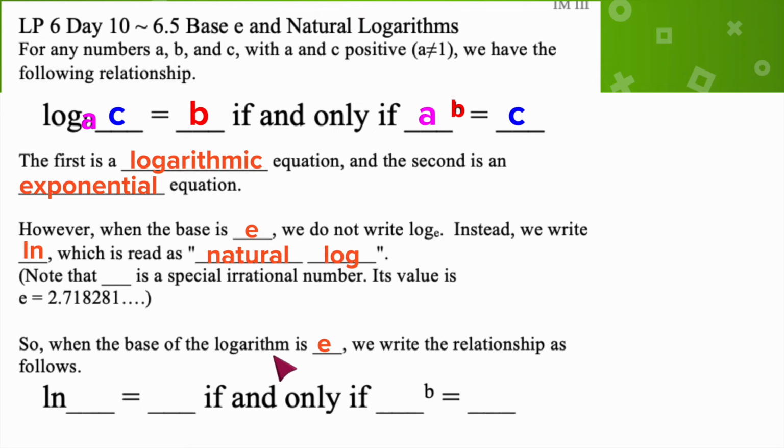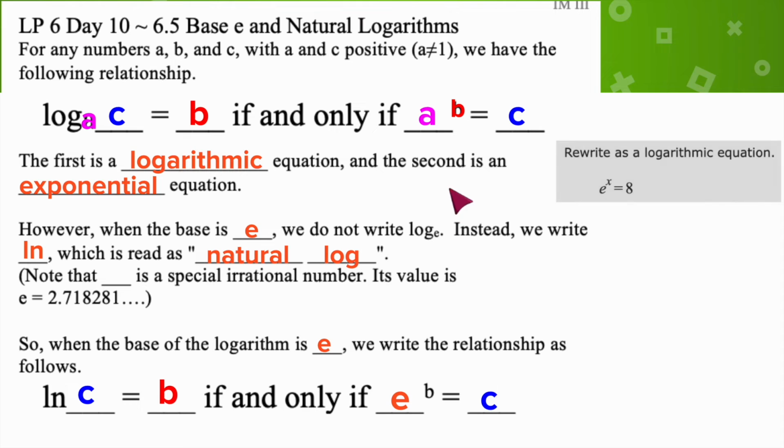So when the base of the logarithm is e, we write the relationship as follows. The natural log of c equals b if and only if e to the b power equals c. So very similar over here. But remember, this is the natural log, which means that it has a base of e. So instead of seeing log with a base of a, I'm seeing natural log, which immediately means that my base is e. My exponent is still the b over here, and then we have our c. So the c and the b have not changed. It's just that base that has changed between logs and natural logs.